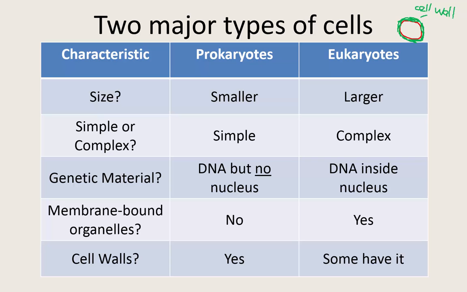That green layer would be the cell wall, and that cell wall is present in prokaryotes. Bacteria, for example, have that cell wall on the outside of their cells. But also some eukaryotes do too. For example, fungus, like mushrooms, are known as fungi, and their cells have a cell wall around them. Plant cells do too. Our cells do not. Human cells do not have cell walls around them. So some do, some don't in eukaryotes, but basically all prokaryotes do.